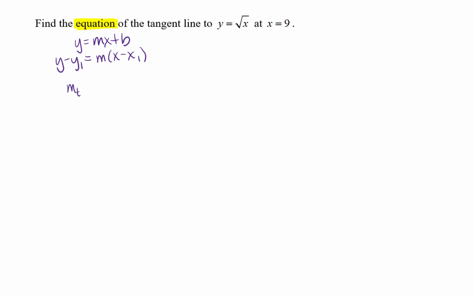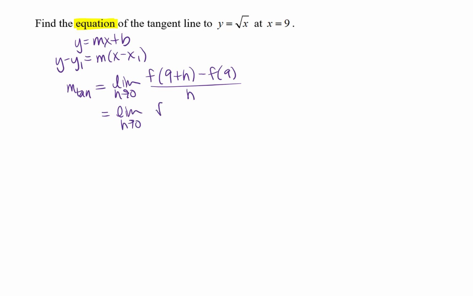We're going to do this one again using the definition. So limit as h approaches 0, f of, here we're at 9, so 9 plus h minus f of 9 all over h. So this is just going to give us the slope, and then I'll need to go back and finish and write the equation of the line. Okay, so let's apply this definition that I wrote down here to the function we're working with.